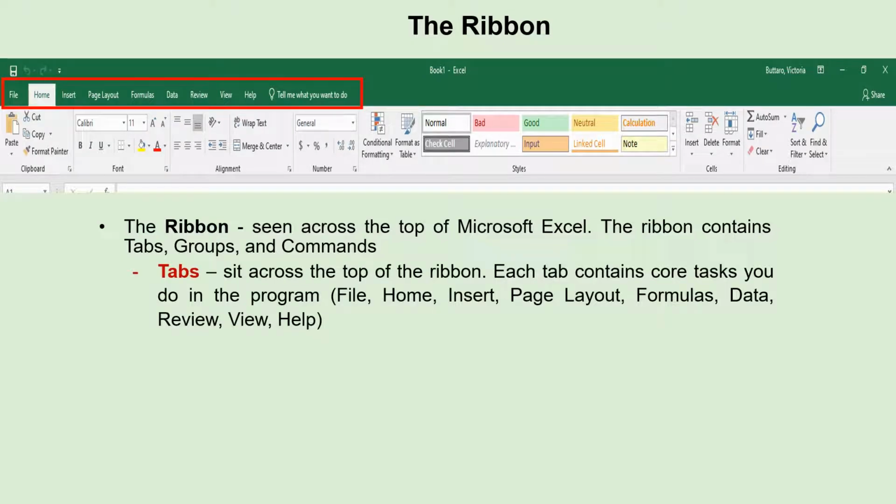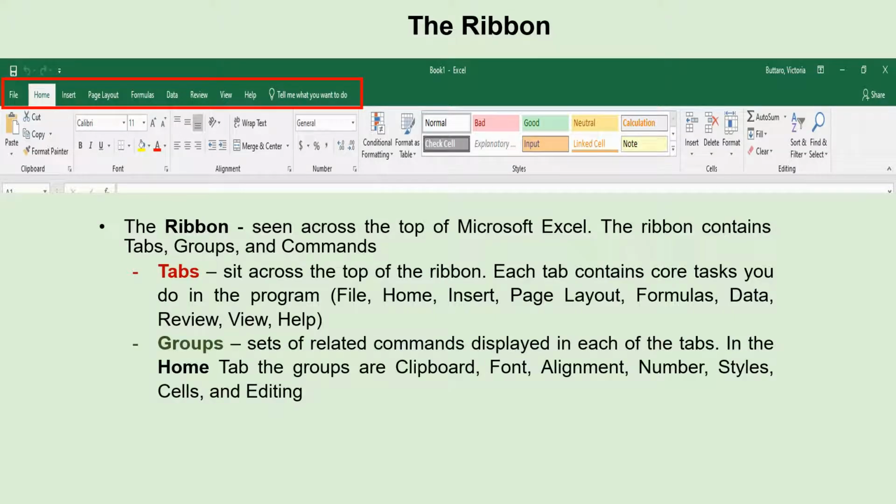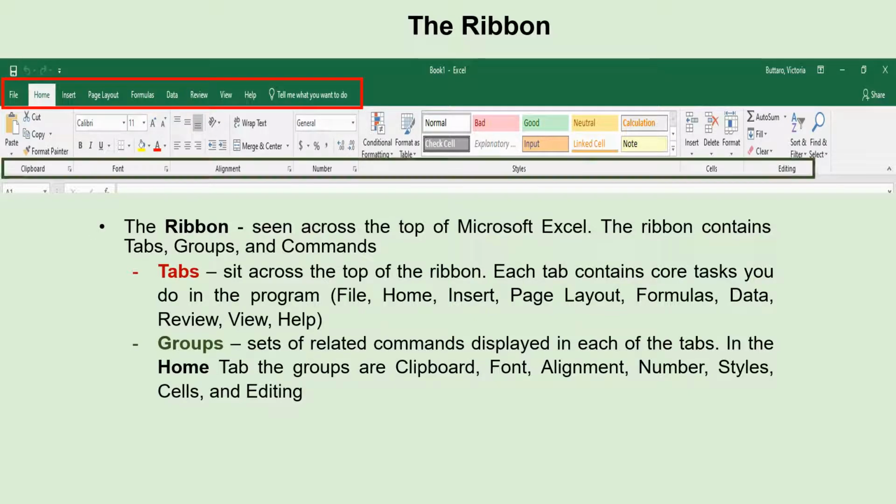The ribbon contains tabs, groups, and commands. Tabs sit across the top of the ribbon, and each tab contains core tasks you do in the program. These are File, Home, Insert, Page Layout, Formulas, Data, Review, View, and Help. And we will talk about more of these soon. Groups are sets of related commands displayed in each of the tabs. In the Home tab that is currently selected, the groups are Clipboard, Font, Alignment, Number, Styles, Cells, and Editing.